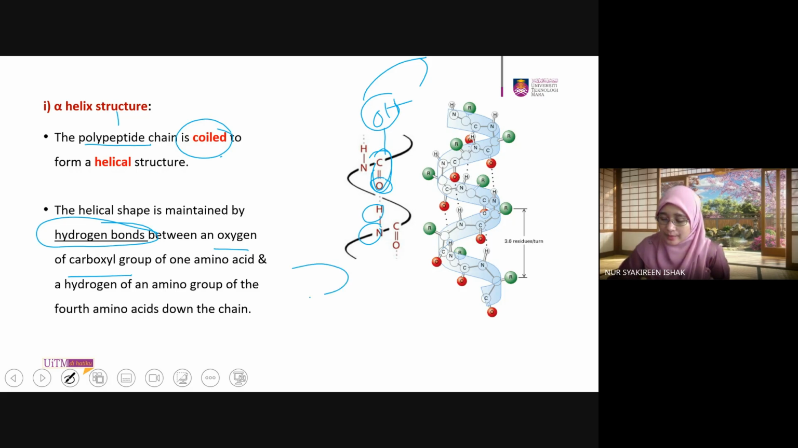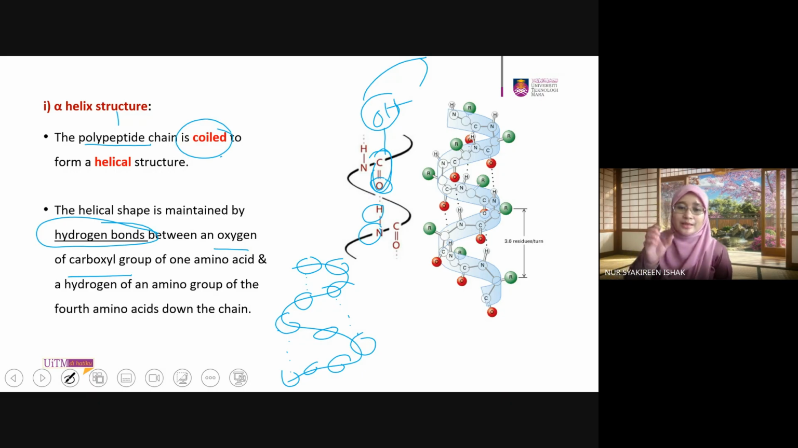So kita ada kan contohnya kat sini. 1, 2, 3, 4. So it forms a hydrogen bond between every four amino acids. 1, 2, 3, 4. So nanti dia akan form hydrogen bond. Macam tu lah. 1, 2, 3, 4. It forms a hydrogen bond. So this maintains the helical structure of the polypeptide chain. Okay? So it is due to the interaction between oxygen and hydrogen along the backbone of the polypeptide chain.